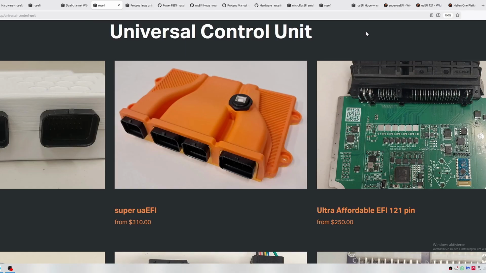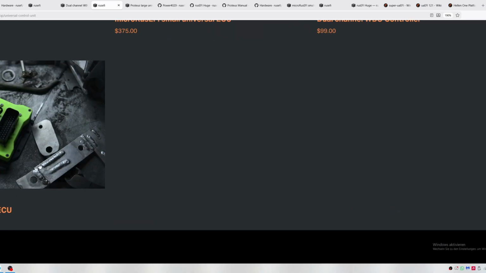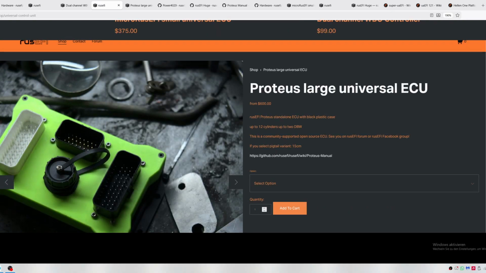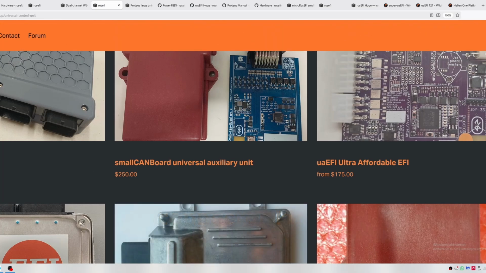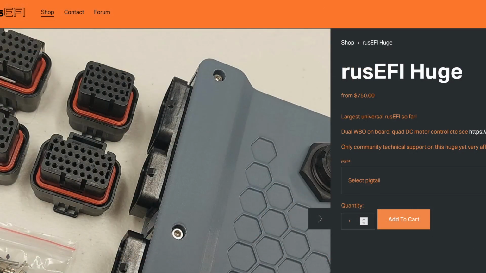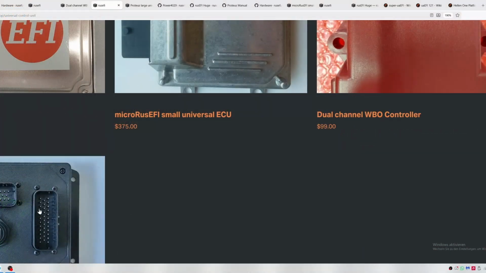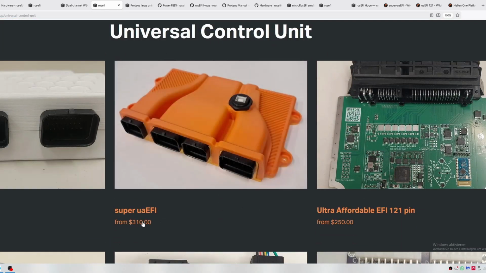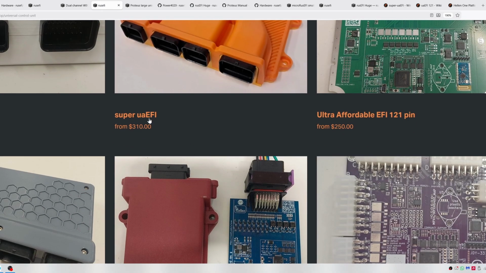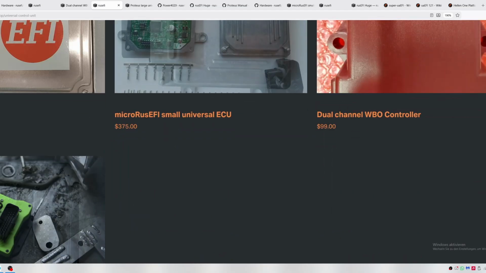So above the UAEFI ECU, there is only really one option that makes sense, because the Proteus Large Universal ECU that you can see here, while more expensive than the UAEFI and a little bit less expensive than the huge version, is, let's say, a legacy device and is not recommended as its replacement. Basically, the RUSEFI Huge has a lot more features for just a fraction of the cost more. And almost everything that you can do with the Proteus Large Universal ECU, you can do with the Super UAEFI. So that has basically everything, or most things, the large one also does.